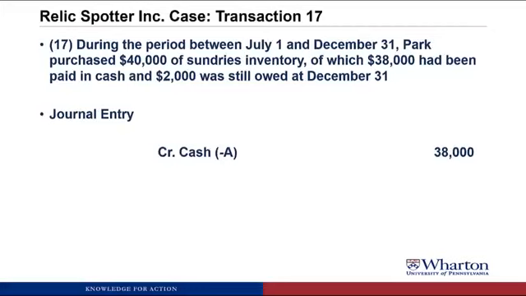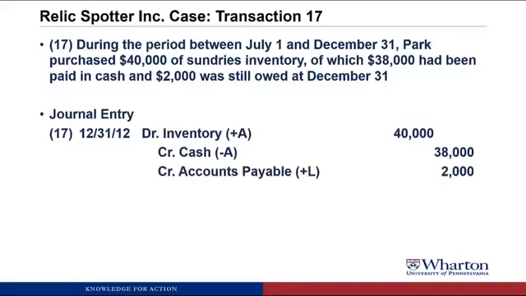We're receiving inventory. Inventory is an asset. Assets go up with debits. So we debit inventory for $40,000 to recognize the inventory that we've received. We're still missing one part of this, and that's the $2,000 that we still owe at December 31. If you remember from a prior video, when we owe money to a supplier based on getting shipments of inventory, we call it accounts payable, which is a liability. We make a liability go up with a credit, so credit accounts payable $2,000.